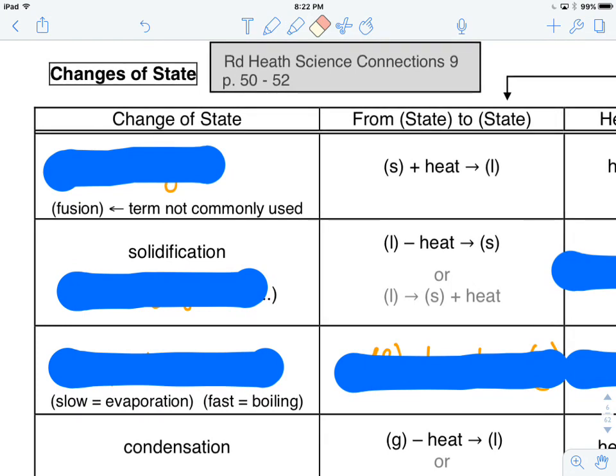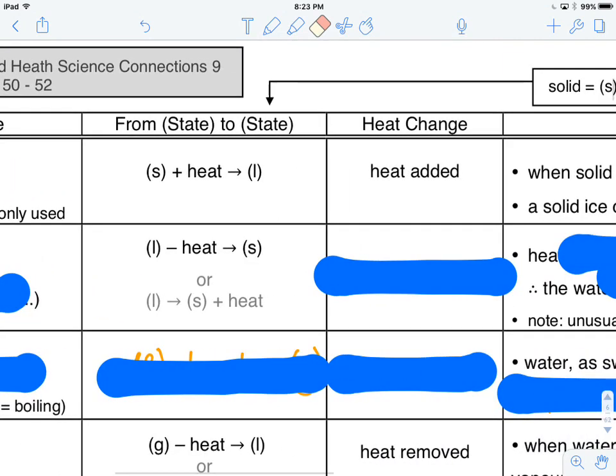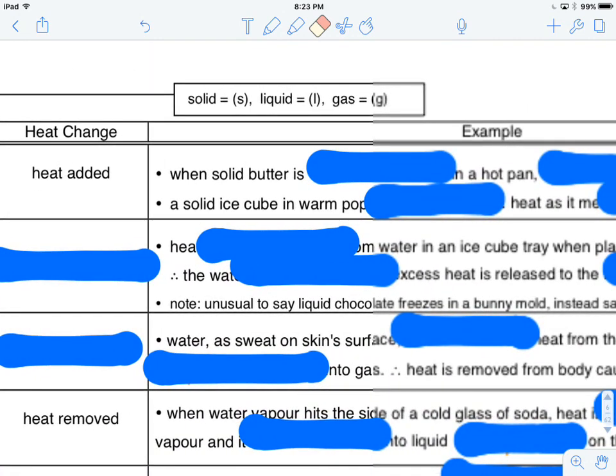All right, so when we have a solid and we add heat to it and it turns into a liquid, this change of state we would say is melting. Sometimes it's also called fusion, but that term is not commonly used. So we refer to this change of state, solid to a liquid, as melting. The change of heat, of course, is that you need to add heat in order to make this change of state: added.